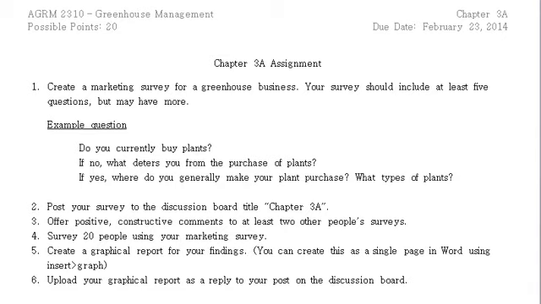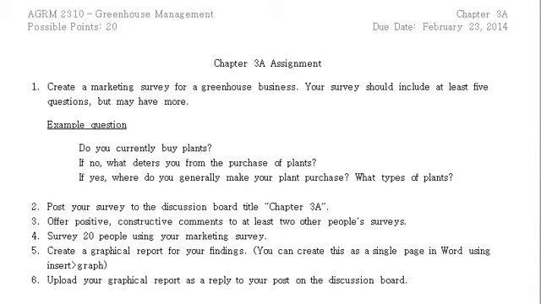Then you want to create a graphical report of your findings, and by a graphical report, I'm talking about a pie chart or a line graph. You'll want one of those charts for each of the questions. So if question 1 is, do you currently buy plants? You might have a pie chart showing how many people answered yes and how many answered no. Or if you were to ask, how much money do you generally spend on plants? You might have a line graph or a bar graph showing the responses.